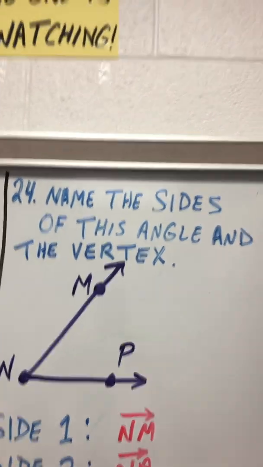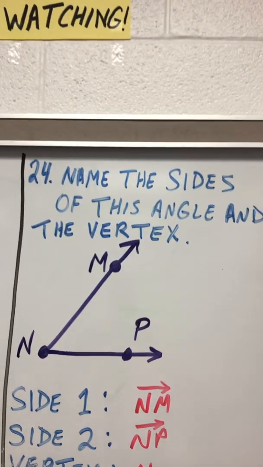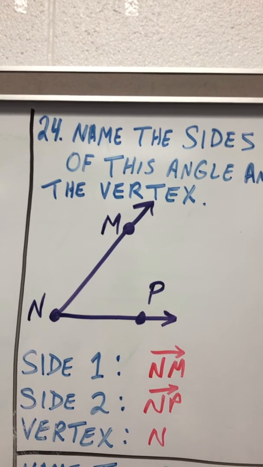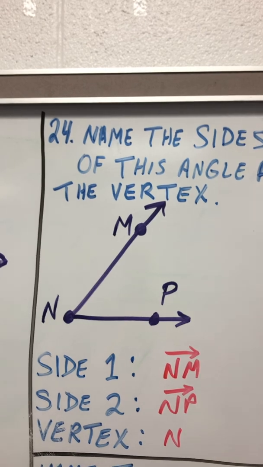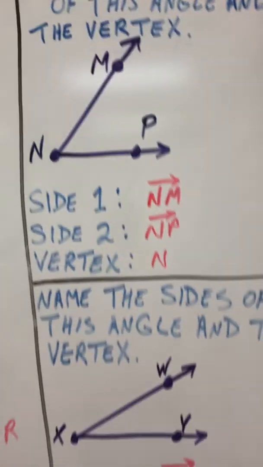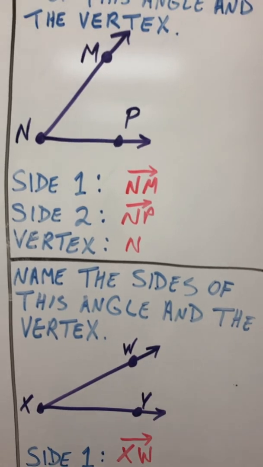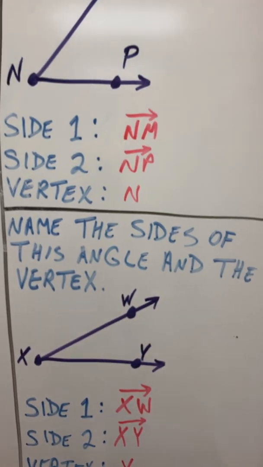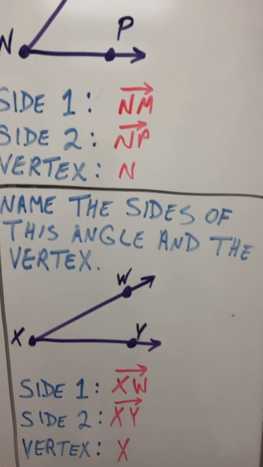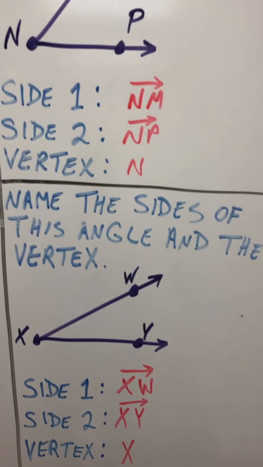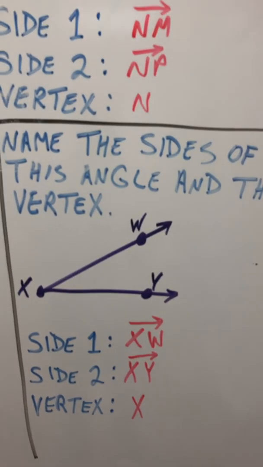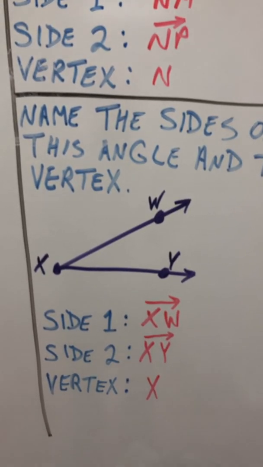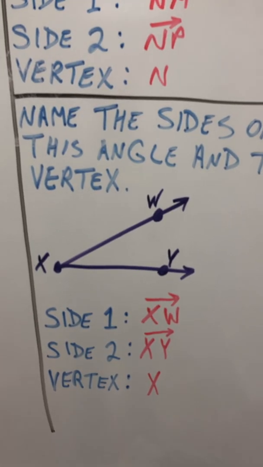Name the sides of this angle and the vertex. Well, one side is NM, ray NM. Another side, side 2, is ray NP. The vertex is N. Name the sides of this angle and the vertex. Side 1 is ray XW. Side 2 is ray XY. And the vertex is X. I always say that the vertex makes the V. The bottom of the V is the vertex.